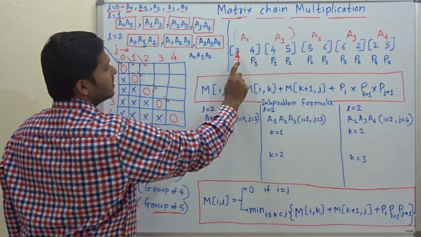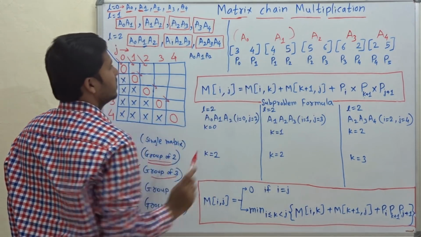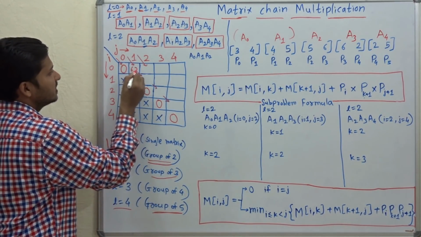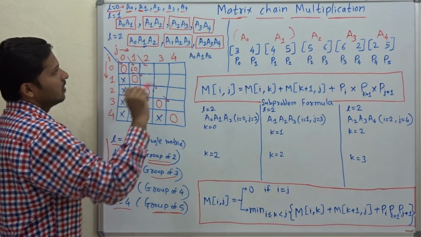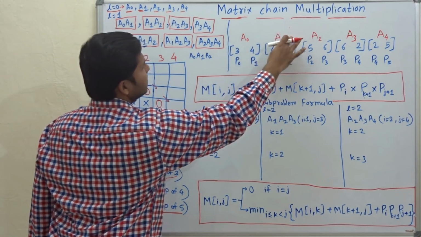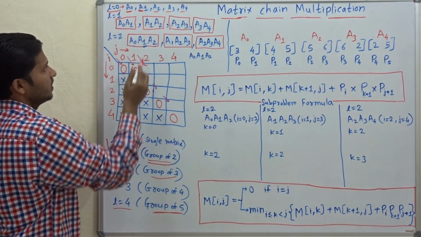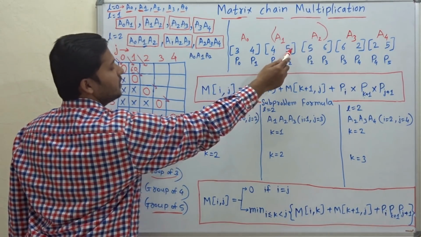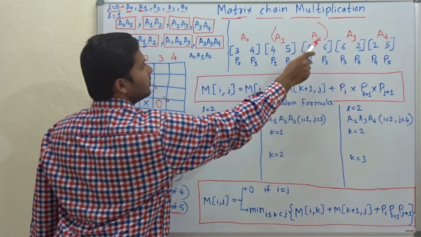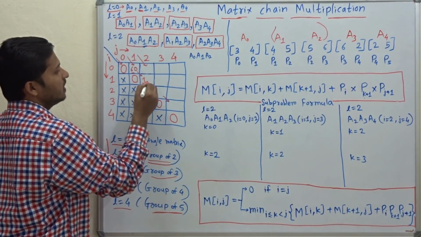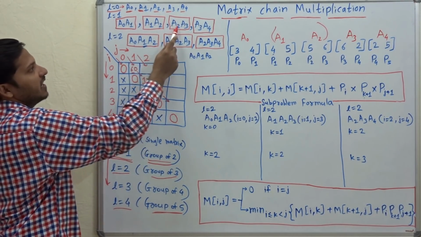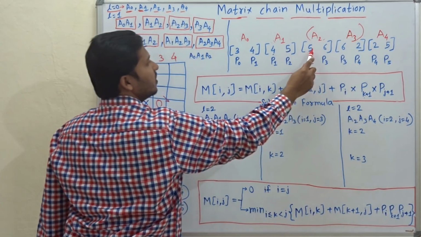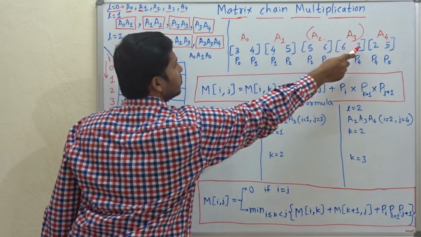So A0, A1 means 3 into 4 into 5. So what is the cost? 3 into 4 is 12, 12 into 5 is 60. So 60 is the cost. Now another group of 2 is A1, A2. So 4 into 5 into 6. So 4 into 5 is 20, 20 into 6 is 120. So 120 is the cost. Now the third group is A2, A3. See here, 5 into 6 is 30, 30 into 2 is 60.